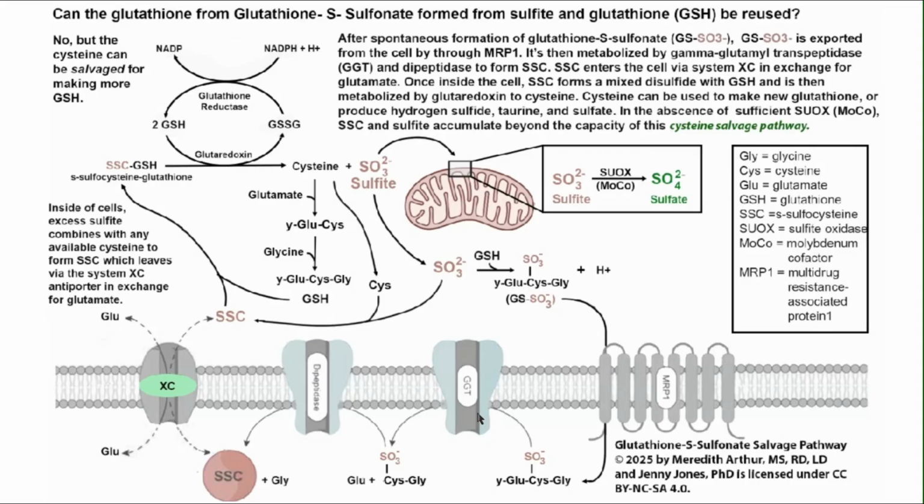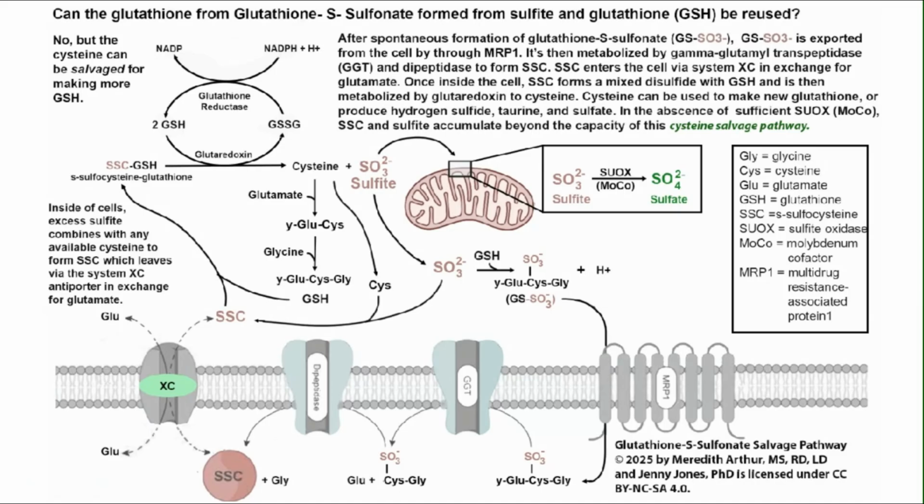And then GGT will remove the glutamate, and then you just have cysteine and glycine bound to sulfite. And then a dipeptidase is going to remove the glycine. And then what you have left is S-sulfocysteine. S-sulfocysteine is cysteine plus sulfite. So this is one way that our bodies will make S-sulfocysteine. But it's not the only way, because if you have cysteine floating around in your blood, then you can convert cysteine plus sulfite into S-sulfocysteine.